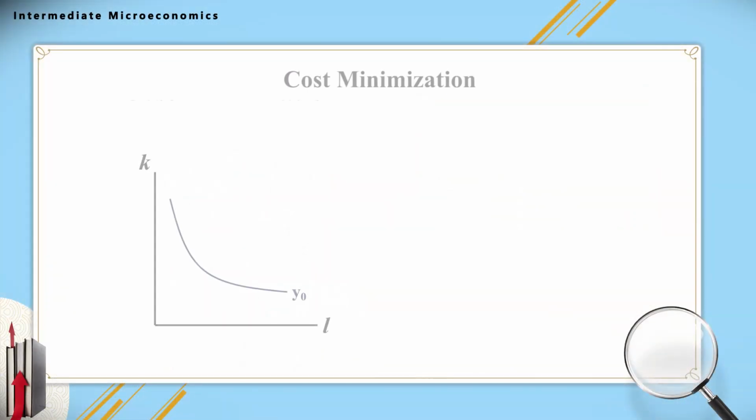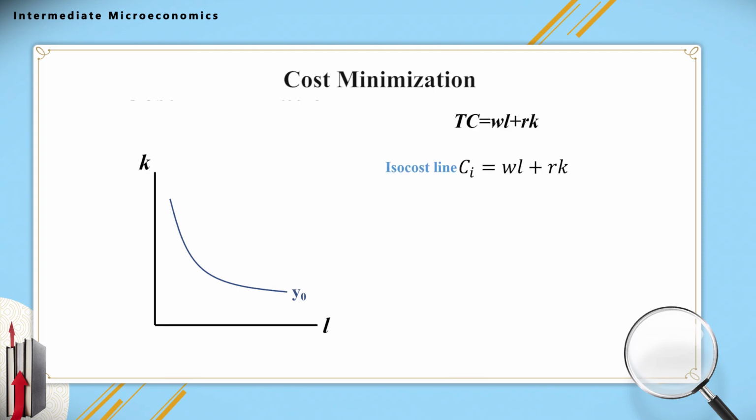But which point could produce Y with the least cost? Let's take a step back. We denote the total cost equal to a certain value Ci, where Ci is a constant number. Then, by definition, all input bundles that satisfy WL plus RK equal to Ci must consume the same cost.